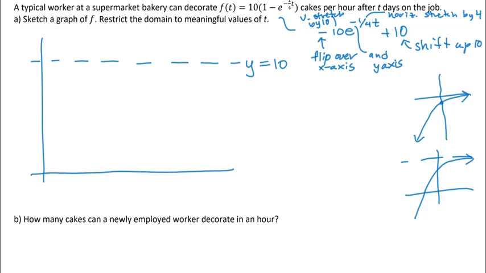A really helpful point here would be your y-intercept, because I want to know where it crosses. So I'm using a combination of older ways of sketching graphs and transformations to help me figure out what's going on with a fairly complicated function. So if I check out what is f of 0, I get 10 times 1 minus e to the 0, which is also 1. Which means I'm actually getting 0. This thing goes through the origin.